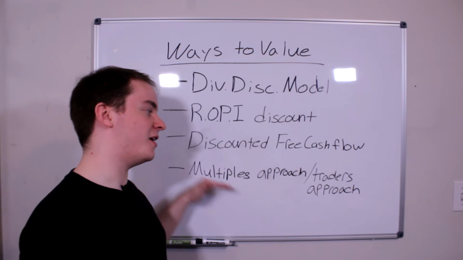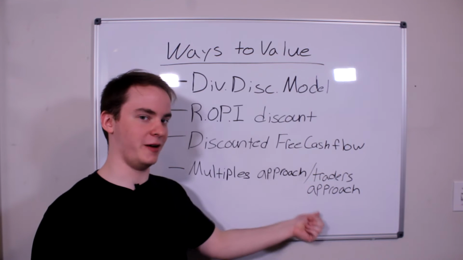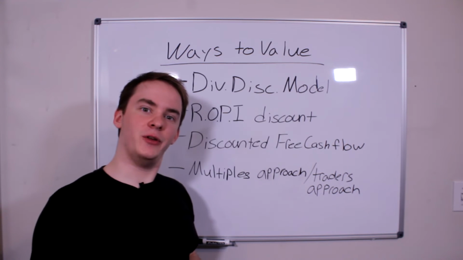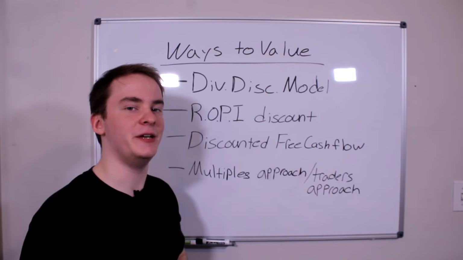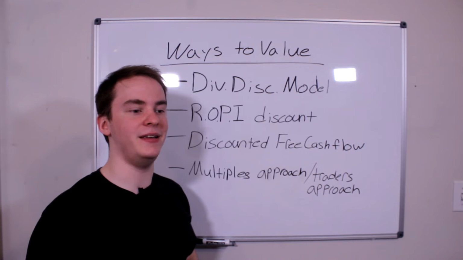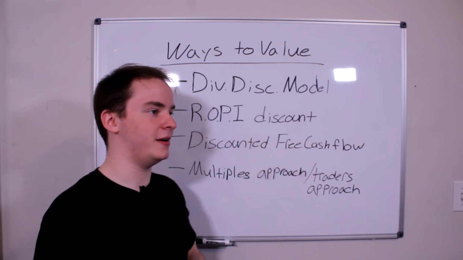Now, skipping all of that and going to by far the easiest way to value a company: the multiples approach, or the traders approach. I know a lot of you are going to give me flack saying, why is a multiple approach called a trader's approach? Just because I'm looking at a PE doesn't make me a trader. And that isn't exactly what I'm talking about.